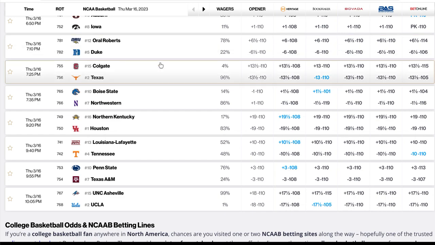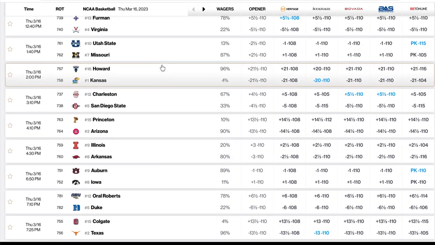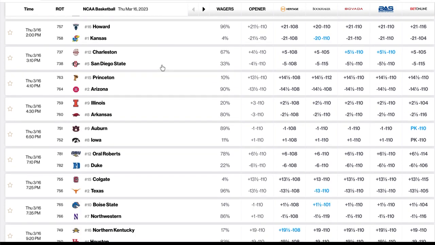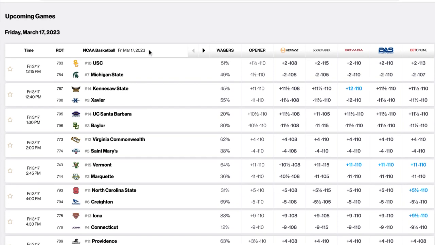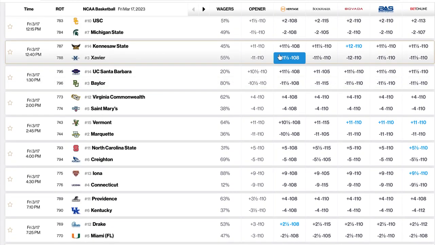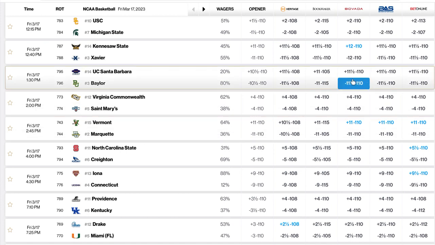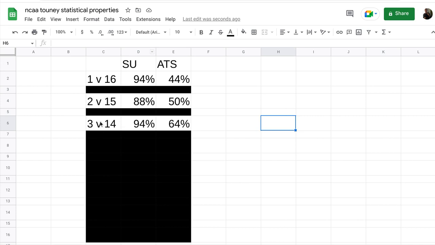So let's do that. Let's take a look at the 3 seeds here on Thursday. And we'll notice we have... oh, that's right, 2 seeds. Okay, I've got to go to Friday. My bad. Okay, there we go. Xavier, Kennesaw State. That line's already bumped a half point in favor of Xavier. Some books, Bovada's got it at 12. This is offshore, what I'm looking at here. And same deal with UC Santa Barbara and Baylor. Yeah, it's already moved in Baylor's favor there. So if you're looking at statistical properties, Xavier and Baylor would be wagers that would align with the statistical properties. But still, if you're making brackets, you've got to put the 1, 2, and 3 seeds through.